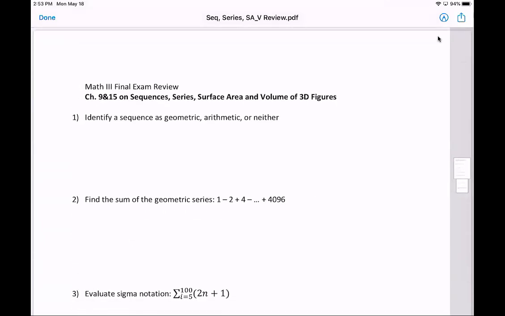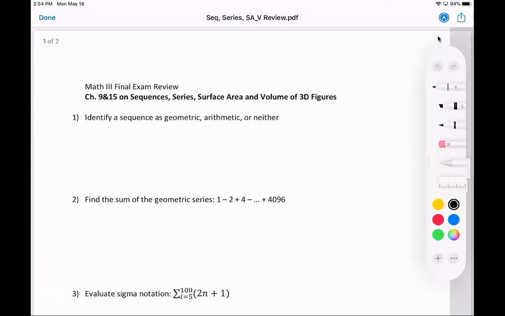So we'd like you to be able to identify if a sequence is geometric, arithmetic, or neither. So for instance, an arithmetic sequence, say we start at 7, and then we have 10, 13, 16, etc. We should be able to fill in the blanks. That's arithmetic. We have a common difference. We're adding 3 each time. It's a positive 3 that we're adding each time. So the next numbers are 19, 22, 25, etc. That would be arithmetic.